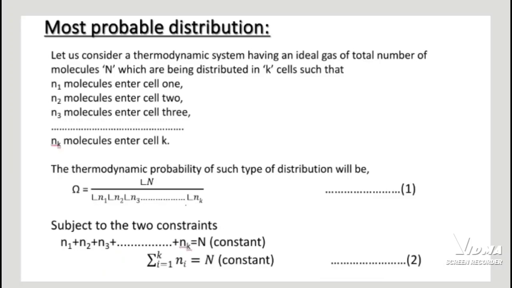The thermodynamic probability of such a distribution will be omega is equal to N factorial divided by N1 factorial into N2 factorial into N3 factorial, and so on up to Nk factorial. That is equation number 1.